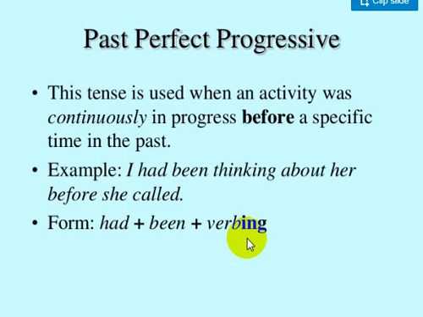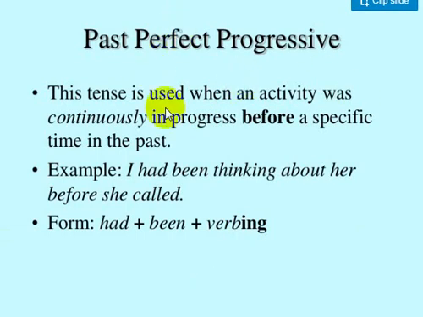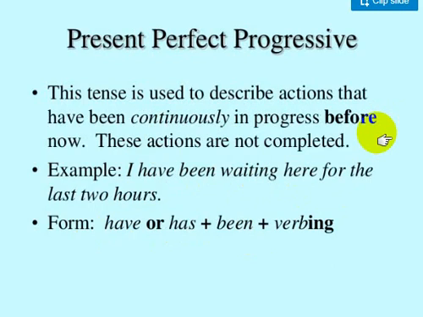So this is a completed action in the past but it took some time before another action happened. So I had been waiting for Ahmed for 3 hours before he came. This tense is used when an activity was continuously in progress before a specific time or before another action in the past. I had been thinking about her before she called me. Had been and verb with ing. Just remember with me. I know that you know all that, but this is just for refreshment.